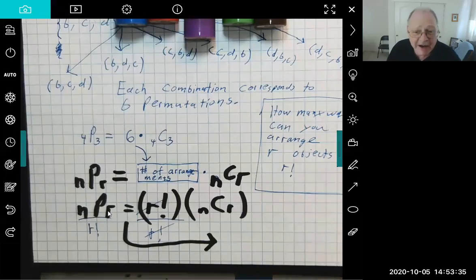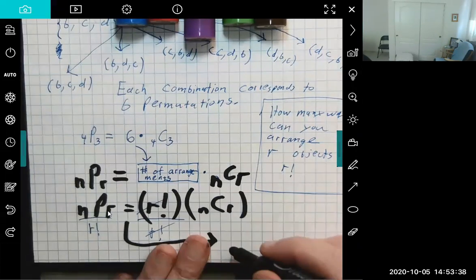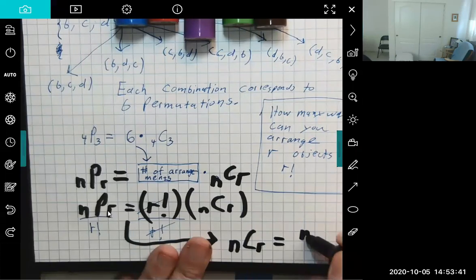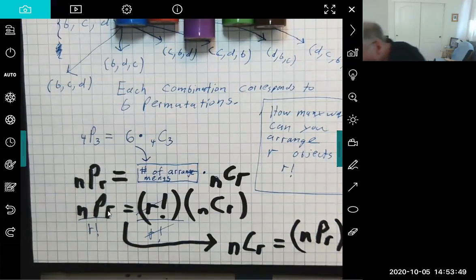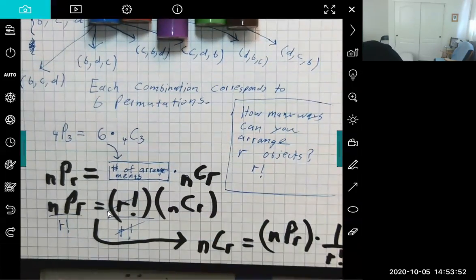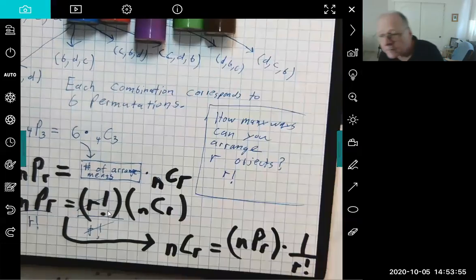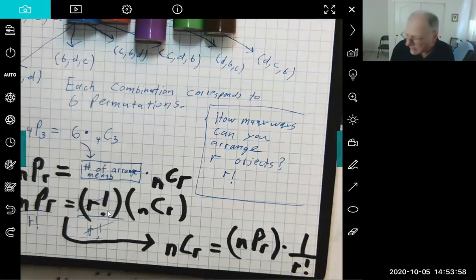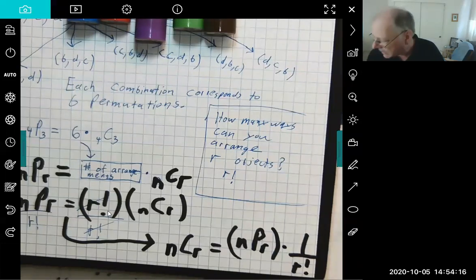So what I get is nCr equals nPr times 1 over r factorial, or nPr divided by r factorial. Okay. So in another video, we'll figure out nPr, and then we multiply by 1 over r factorial, and that gives us nCr as well. So we'll get both formulas in one calculation.